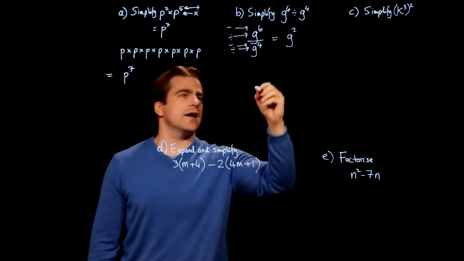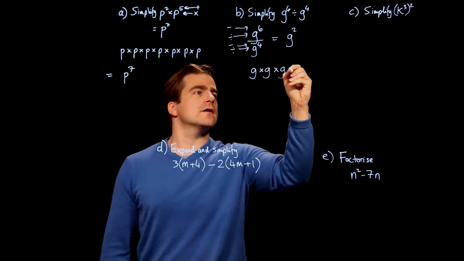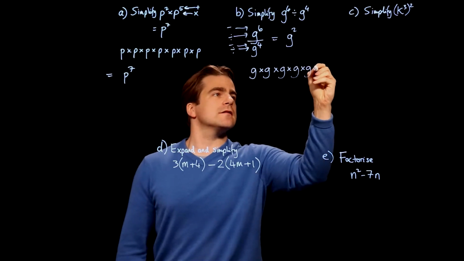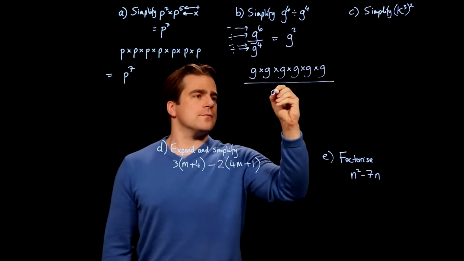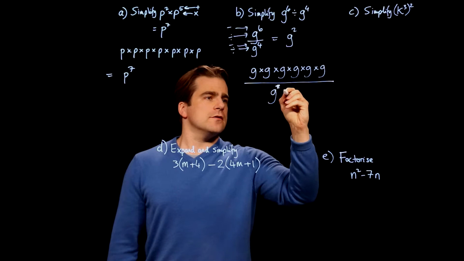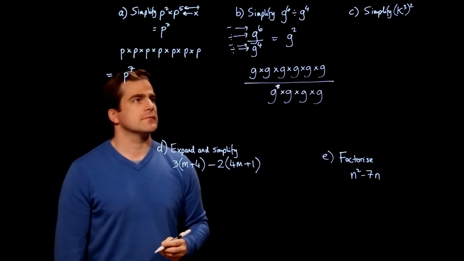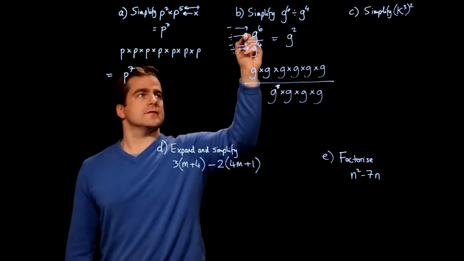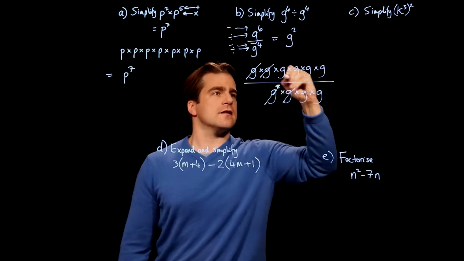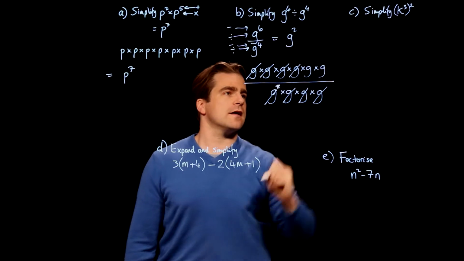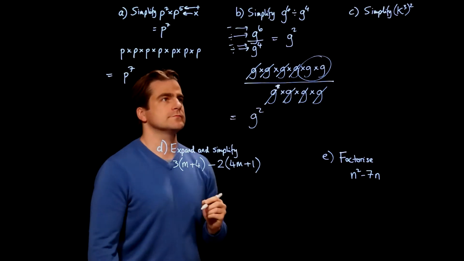Don't believe me? Okay. G to the 6 is g times g times g times g times g times g, divided by g to the 4, g times g times g times g. And this is why it's better to write something over something else when you're dividing, because now you get to go like this. That cancels that, that cancels that, that cancels that, that cancels that. And you're just left with g squared.